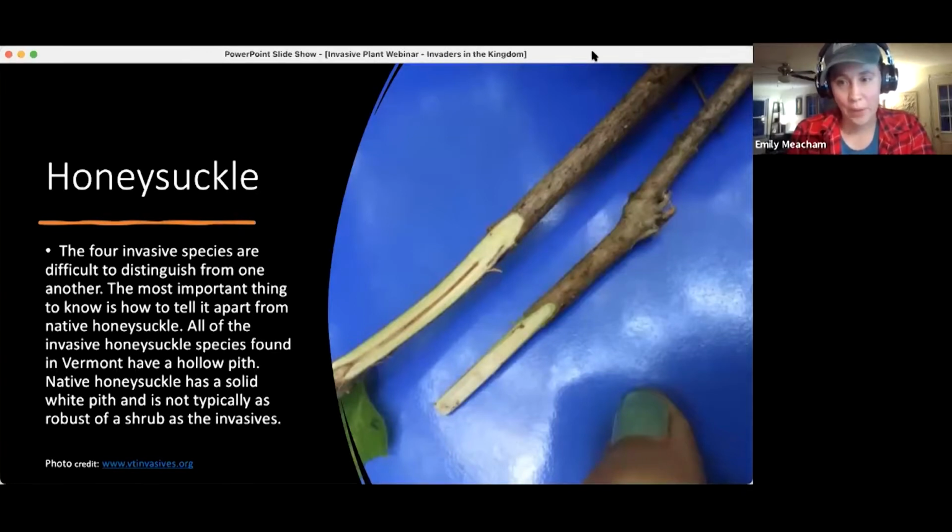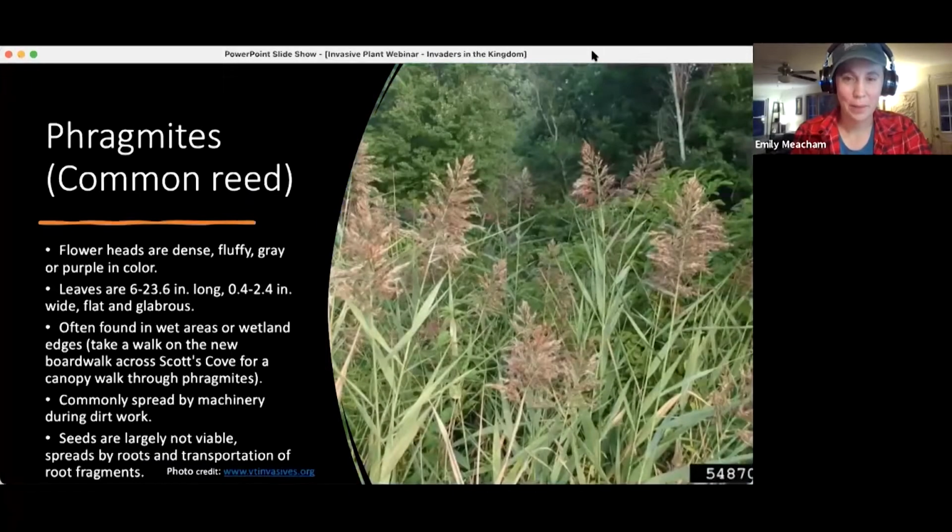So the picture here is showing you, if you cut into the middle of the twig carefully, you can see the pith of the stem. The one on the left, or the upper one, is a non-native, so it has a brown or hollow pith, and the native honeysuckles do not have that brown or hollow pith, so the lower one or the one to the right. And that picture is also on VT Invasives.